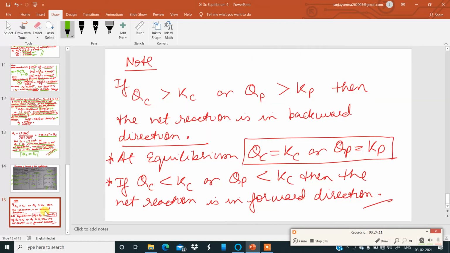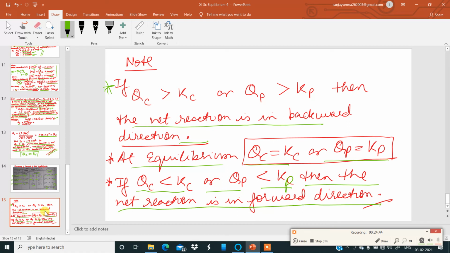Now there is one more important thing I want to note down for you all. There are 3 points over here. If Qc, the reaction quotient, is greater than the equilibrium constant Kc, or Qp is greater than Kp, then the net reaction is in the backward direction. At equilibrium, Qc is equal to Kc or Qp is equal to Kp. If Qc is less than Kc or Qp is less than Kp, then the net reaction is in the forward direction. So please remember these 3 points from this chapter.